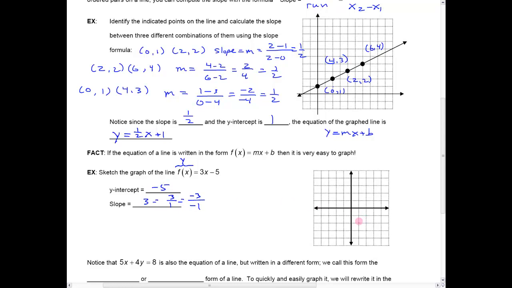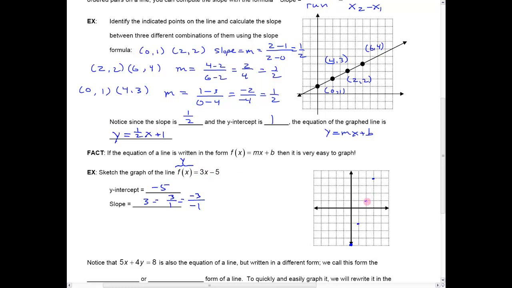So here's my y-intercept down here at negative 5. That's where it crosses the y-axis, and then to get another point on the graph, all I have to do is go a slope of 3. So that's a rise of 3, up 3 and a run of 1. Rise of 3, run of 1. And so that's going to be the graph. If I connect those dots, that'll be the graph of this equation.